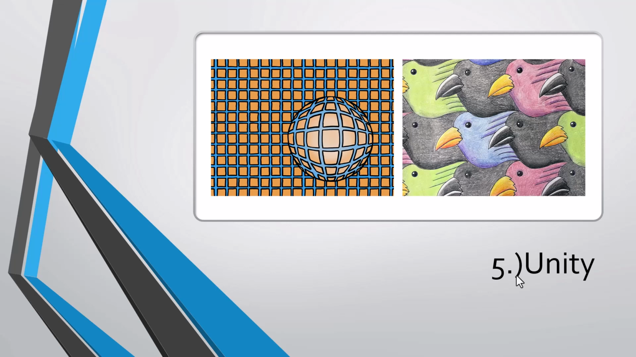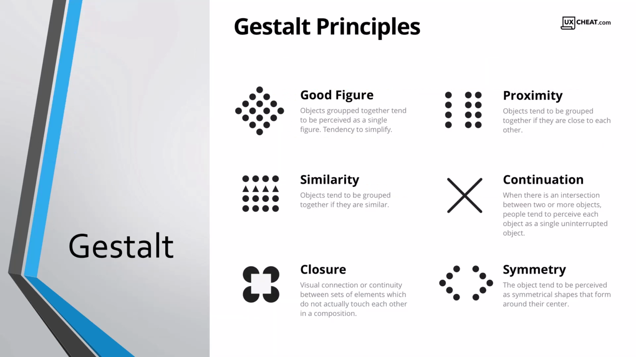There's some consistency in the pattern of type, using the same font, using the same style of visuals, repeating columns. Unity implies there is a oneness to the design. The result of the design is cohesive. We're going to talk a little bit about Gestalt.